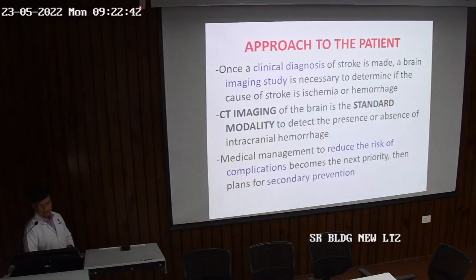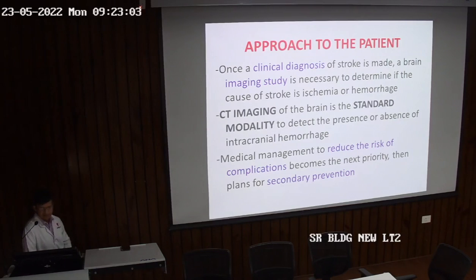So once a clinical diagnosis of stroke is made, a brain imaging study is necessary to determine if the cause of stroke is ischemia or hemorrhage. So first you have made a diagnosis of stroke, then we go for the brain imaging. Why is the brain imaging required? Because we are not sure whether the patient is having the ischemic stroke or the hemorrhagic stroke.